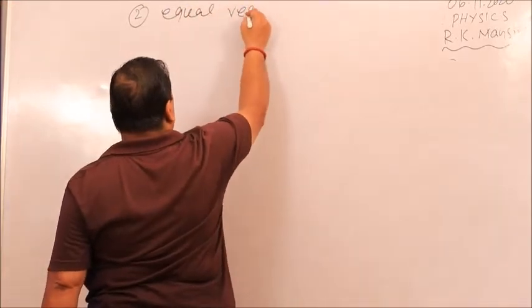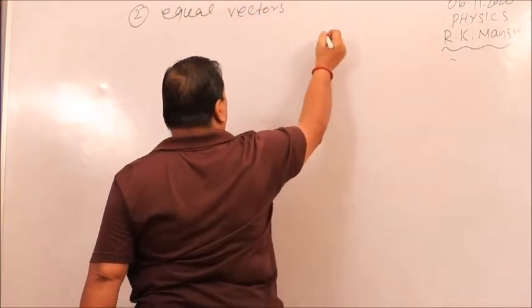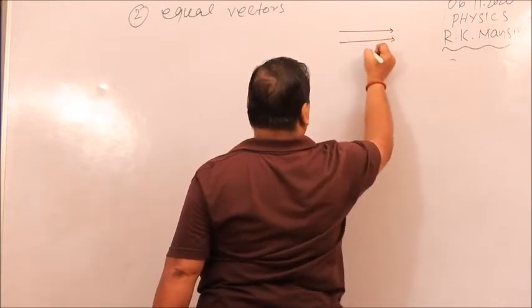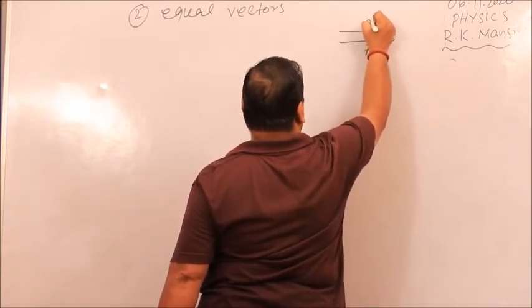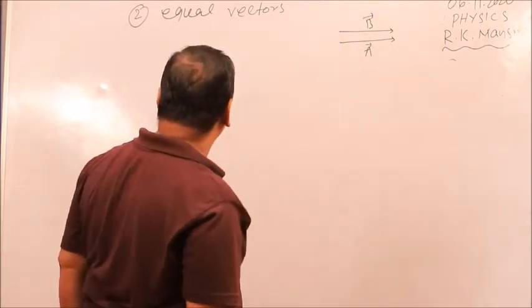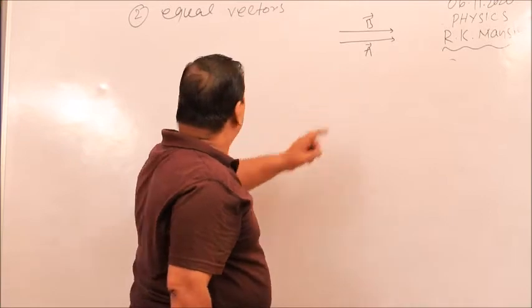Equal vector. Equal vector means vectors having same magnitude, same direction. So angle between them is 0.